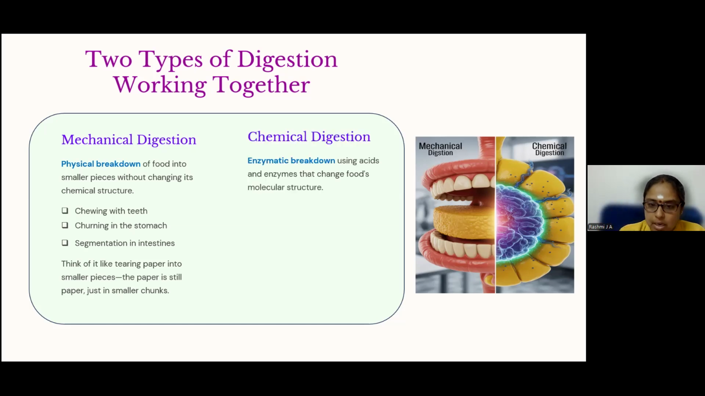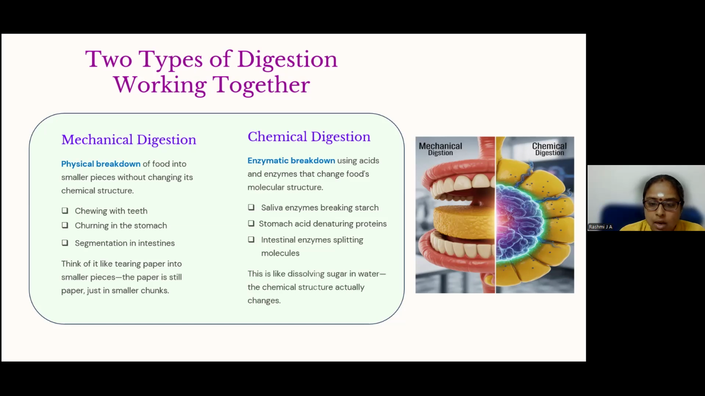Then there is chemical digestion, the enzymatic breakdown using acids and enzymes that change the food's molecular structure. The proteins will be broken down into amino acids, fats into lipids or fatty acids, and carbohydrates into glucose, sucrose, and fructose. Sorry, sucrose and fructose will again be broken down into glucose, so ultimately glucose comes out of carbohydrates. Stomach acid will work on protein. Then intestinal enzymes will split the molecules. This is like dissolving sugar in water: the chemical structure actually changes.